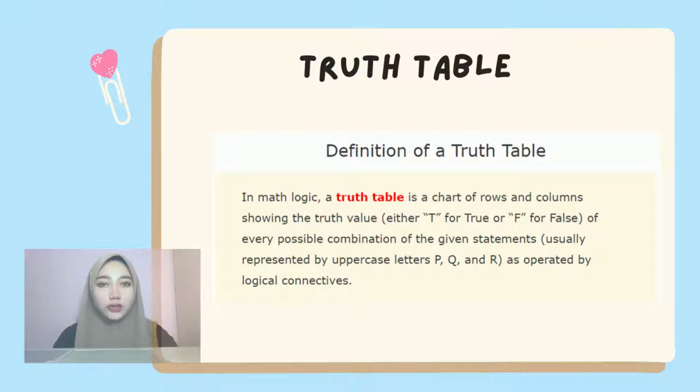Definition of truth table. In logic, a truth table is a chart of rows and columns showing the true value, either T for true or F for false, of every possible combination of the given statements, usually represented by uppercase letters such as P, Q, and R, as operated by logical connectives.